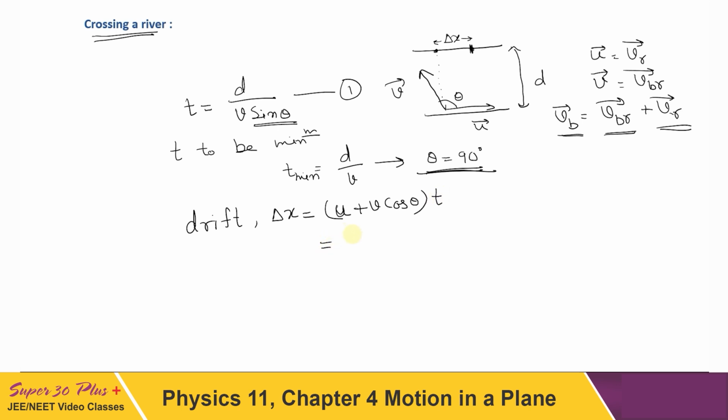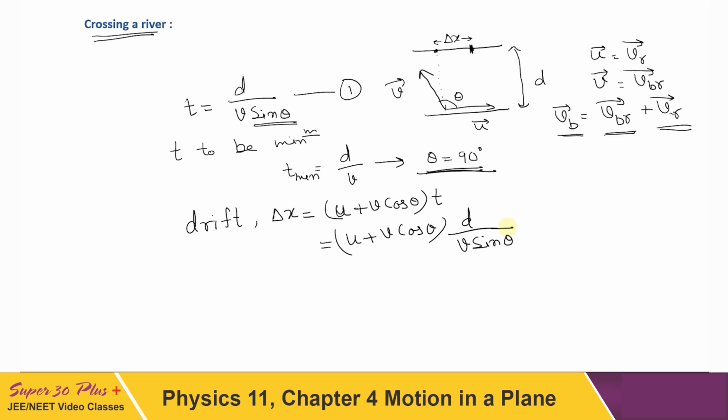And if you substitute the value of t here, it will be u plus v cos theta into d upon v sin theta. So this is the drift, which is the distance by which the swimmer or the boat will be taken away in the direction of current flow.